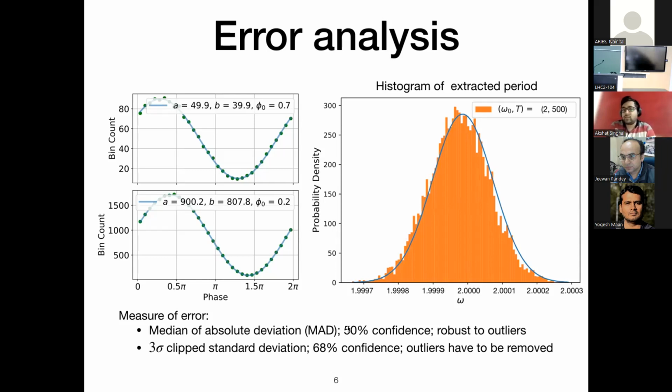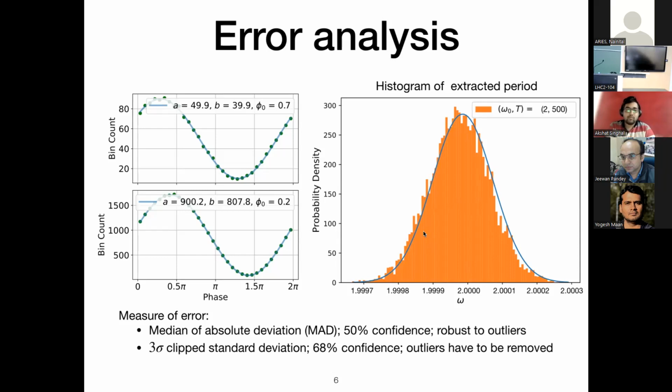If you define it this way, that will have a 50% confidence interval. The median is more robust to outliers, or you can simply take the 3 sigma clipped standard deviation. This will have 68% confidence, more or less. Yeah, and this is what we call the error.